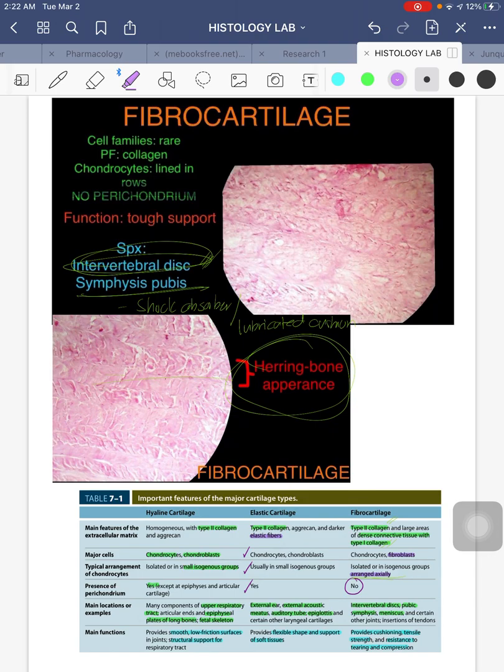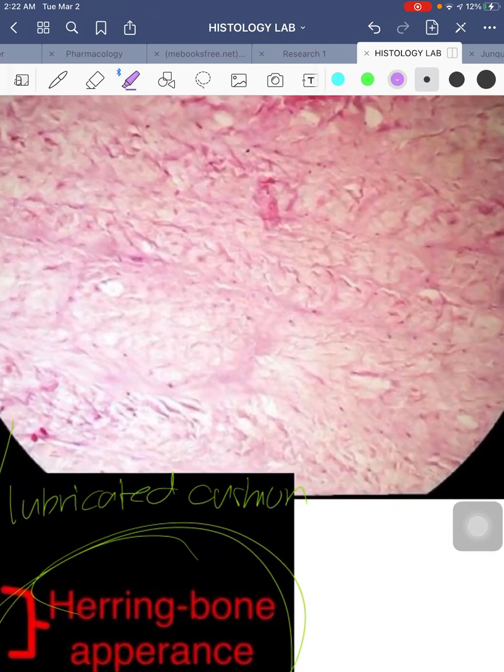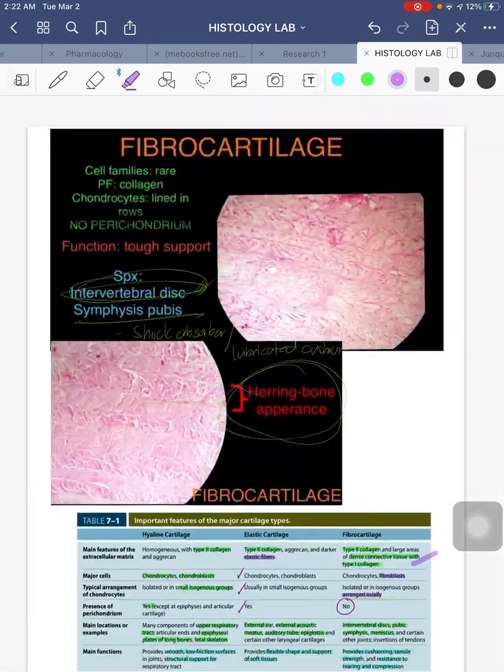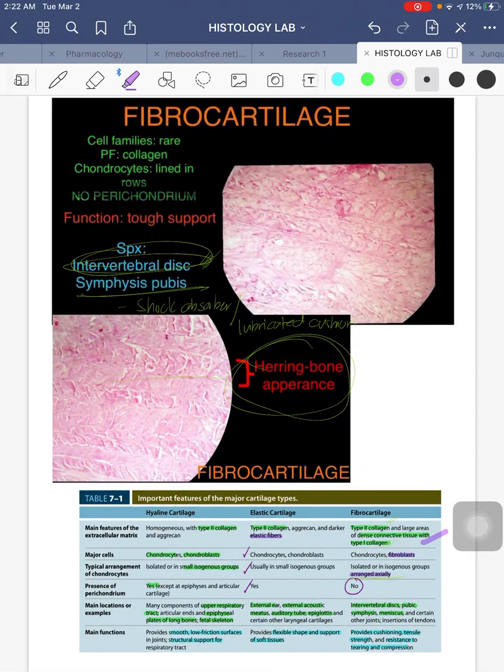The preponderant fiber here is your collagen. You still see your chondrocytes arranged in rows or axially, and sometimes you can also see even fibroblasts present. It will be shown in the next slide, okay? So it functions to provide cushioning and tensile strength and resistance to tearing and compression, okay? Take note of the function below. Very important. Provides cushioning, tensile strength, and resistance to tearing and compression.